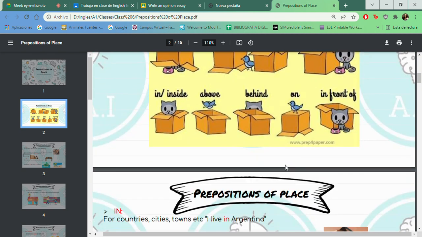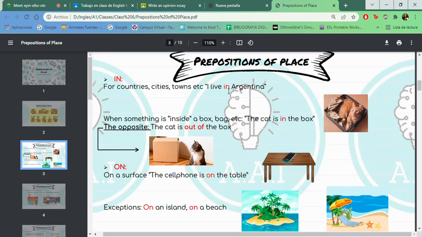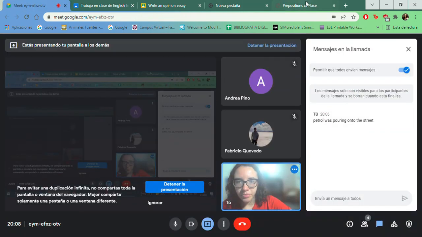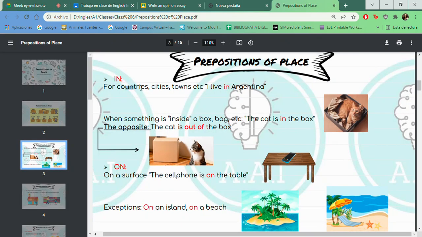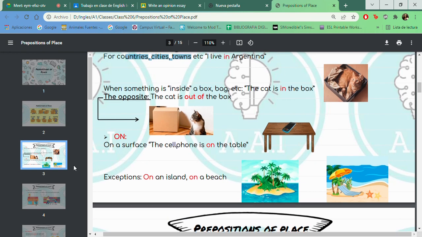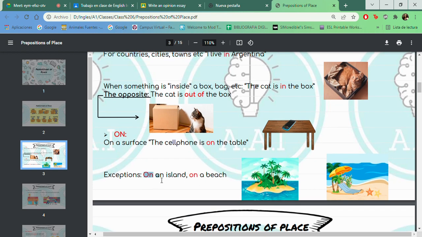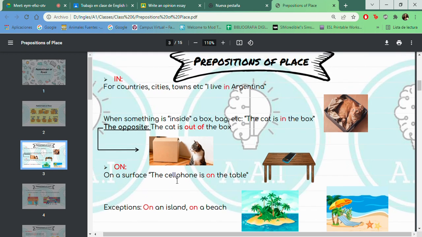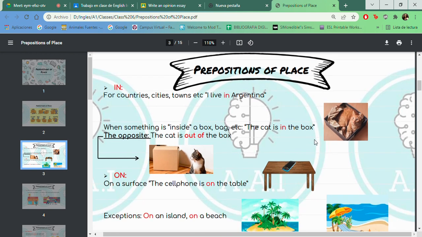Yes, Miss. Right. Here we have, of course, in. We use it for countries, cities, towns, but there are some exceptions. These are the exceptions, okay? On a beach, on an island. The pronunciation is, this is island, the S is silent, okay? Island.